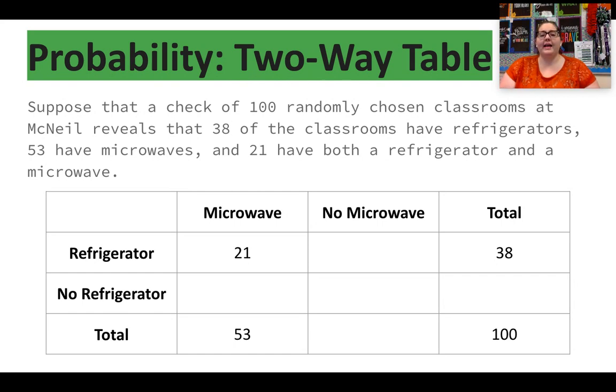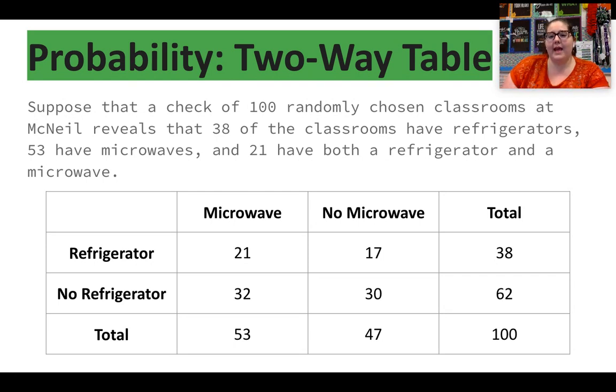From there, I can fill in the table just using basic math. So I know that 47 must not have a microwave, right? Because there are 100 classrooms total, 53 have a microwave, so 47 don't. And I can fill in the rest of the table just by making them all add up to be what they are, just some crazy math.